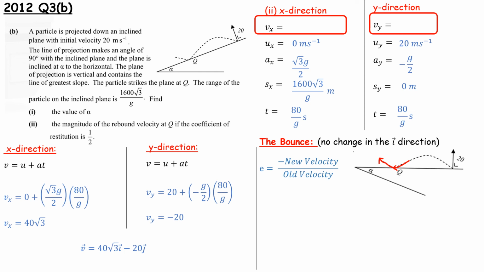So for the j direction, and I'm only doing this for the j direction, we have e is equal to minus the new velocity over the old velocity. So we have 1/2 is equal to minus x over minus 20. I am putting in my sign, that's important. So that gives us x equals 10, which gives us the rebound velocity as 40 root 3 i plus 10 j. However, they've asked us for the magnitude of that. So we need to actually work out the speed rather than leave it in our vector form. And when we do that, that works out about 70 meters per second.